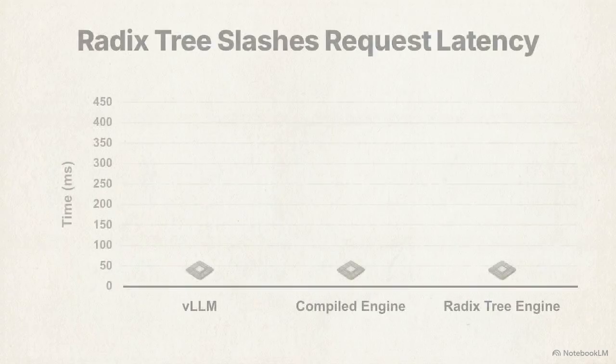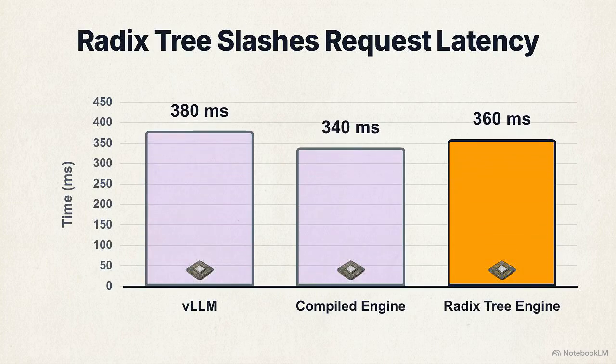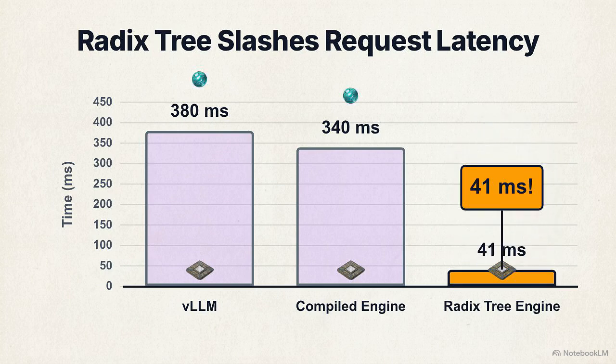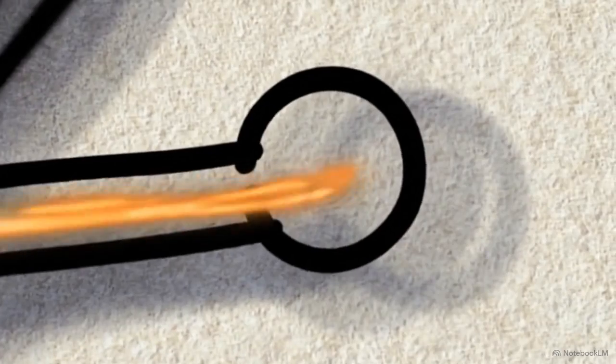This bar chart shows median latency times, revealing a massive benchmarking anomaly. Under a heavy 50 request load, utilizing shared tool definitions, the radix tree engine's latency collapses to just 41 milliseconds. That anomaly is SGLang, powered by an architectural differentiator called radix attention, which bypasses the computationally expensive prefill phase.